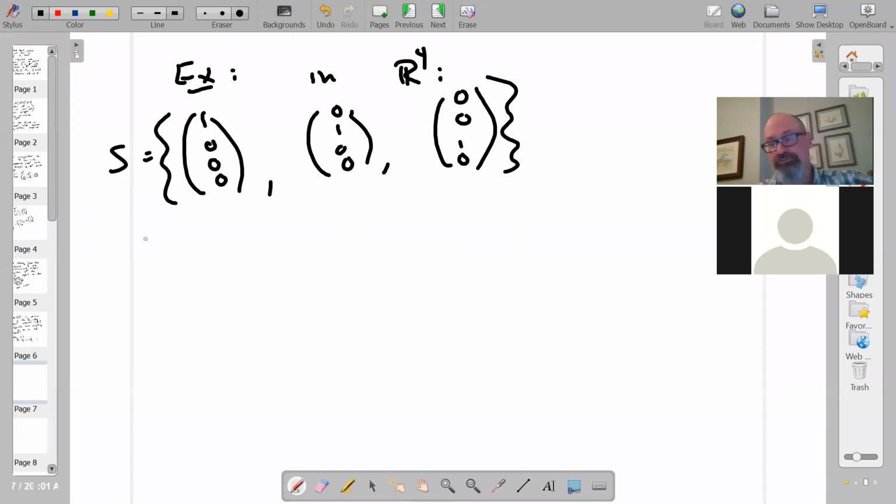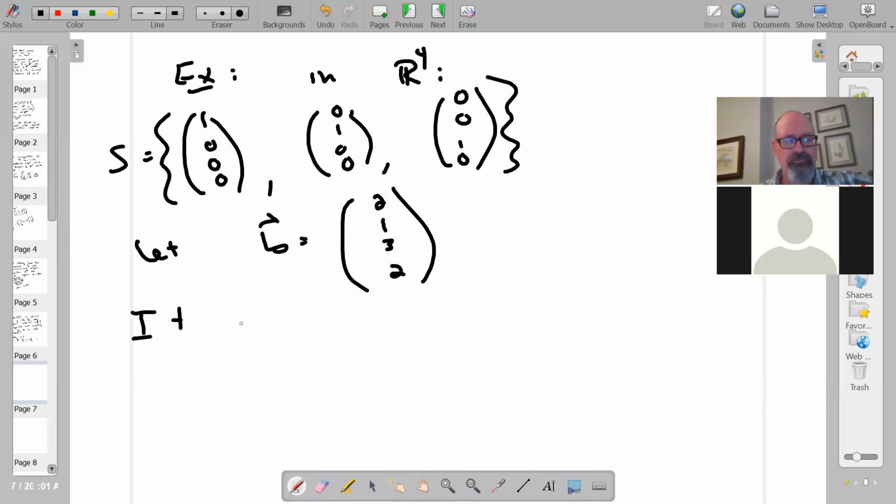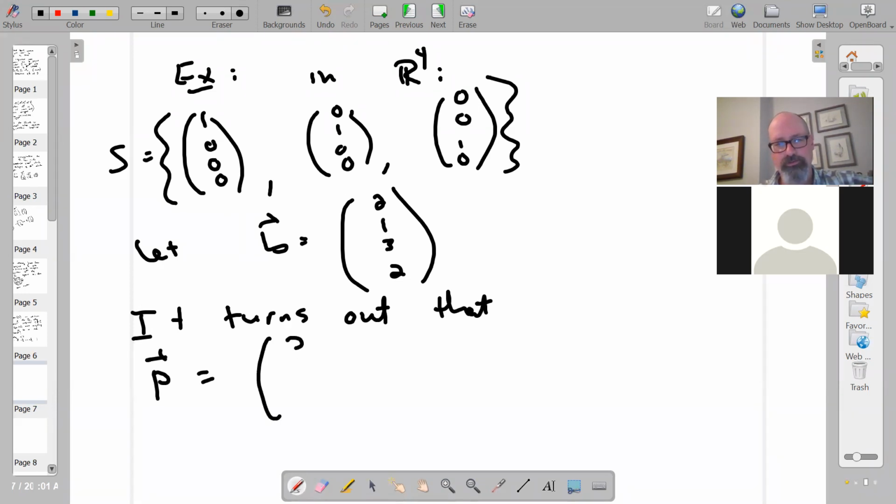Maybe I take a vector B, which is not in the span of those vectors, but it's pretty easy to see what kind of vector like that would look like. So let B be 2, 1, 3, 2. You know that guy's not in S and not in the span of S because of the 2 right there. It turns out that the projection of B is what you think it is. It's 2, 1, 3, 0.